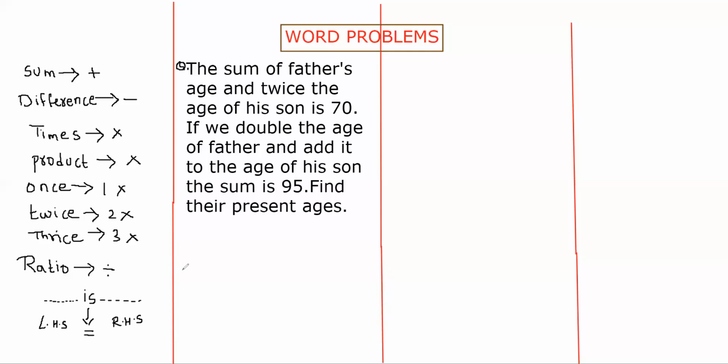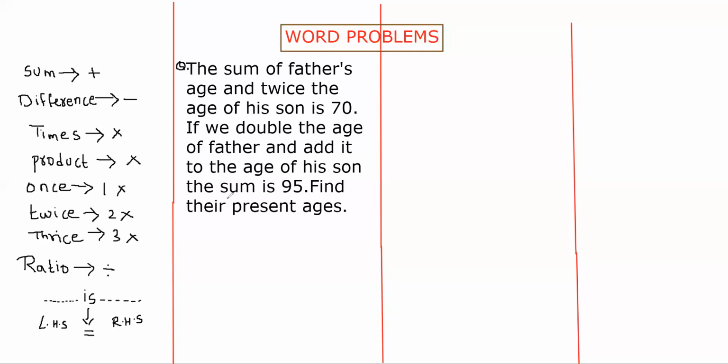Now, let us start with the sum. This is the sum based on age. Let us read the sum. The sum of father's age and twice the age of his son is 70. If we double the age of father and add it to the age of his son, the sum is 95. Find their present ages. So the last thing is what to find, students. We have to find their ages.